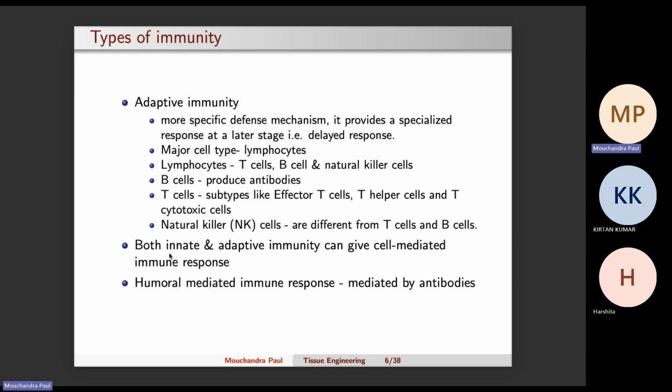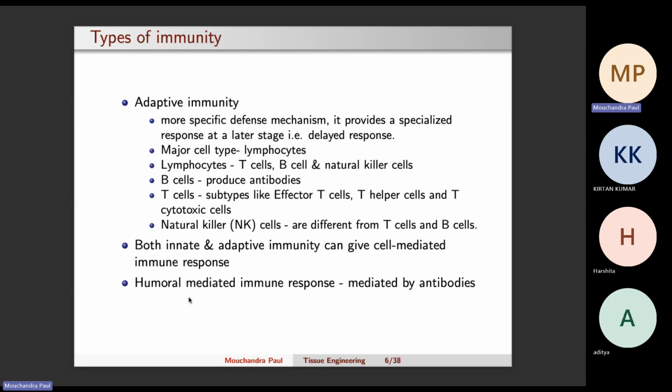And both innate and adaptive immunity can give a cell mediated response, because in innate immunity, you saw there are various kinds of blood cells, right? As well as adaptive immunity has various kinds of lymphocytes which act and try to kill the pathogen. Whereas humoral immunity, or humoral based immune response, refers to the immune response which is mediated by the antibodies, not cells. So the immune response we can again distribute: cell mediated, and the humoral is antibody mediated.